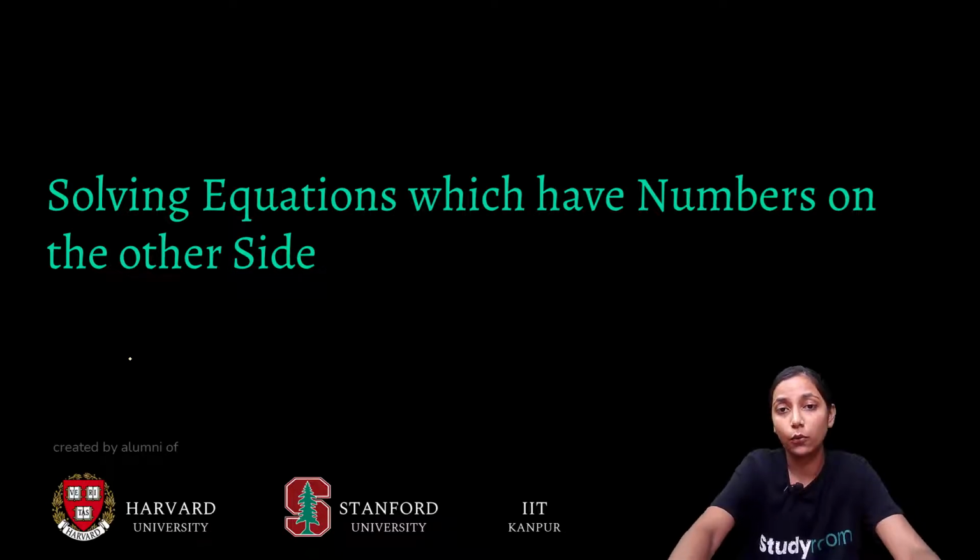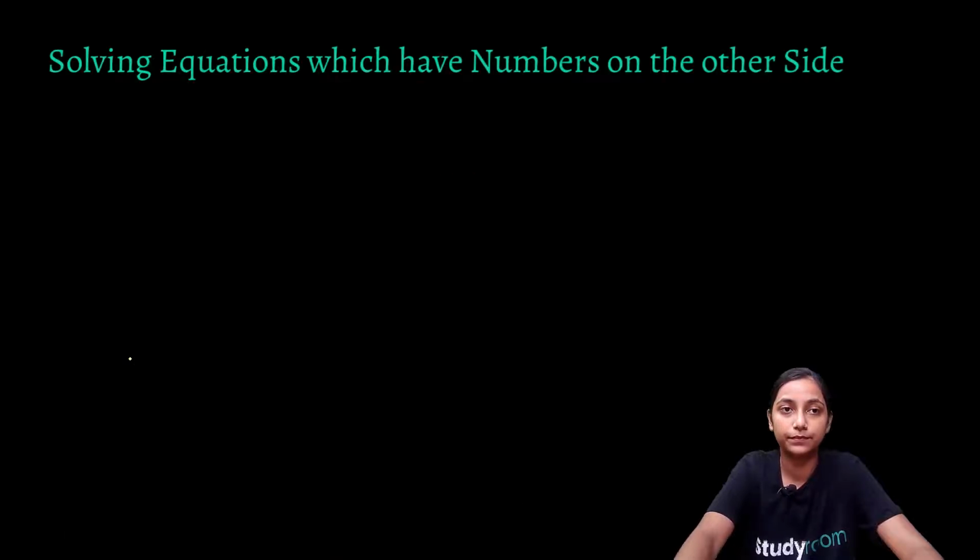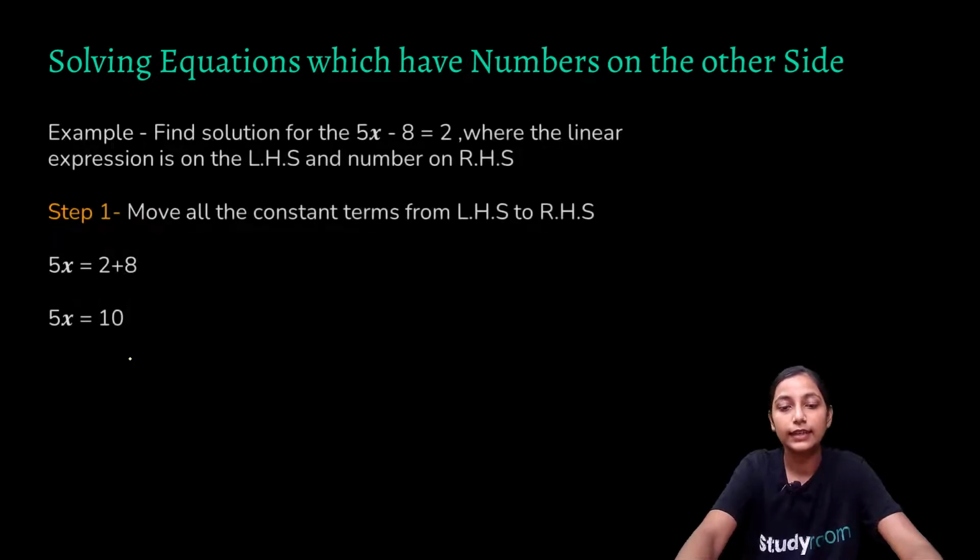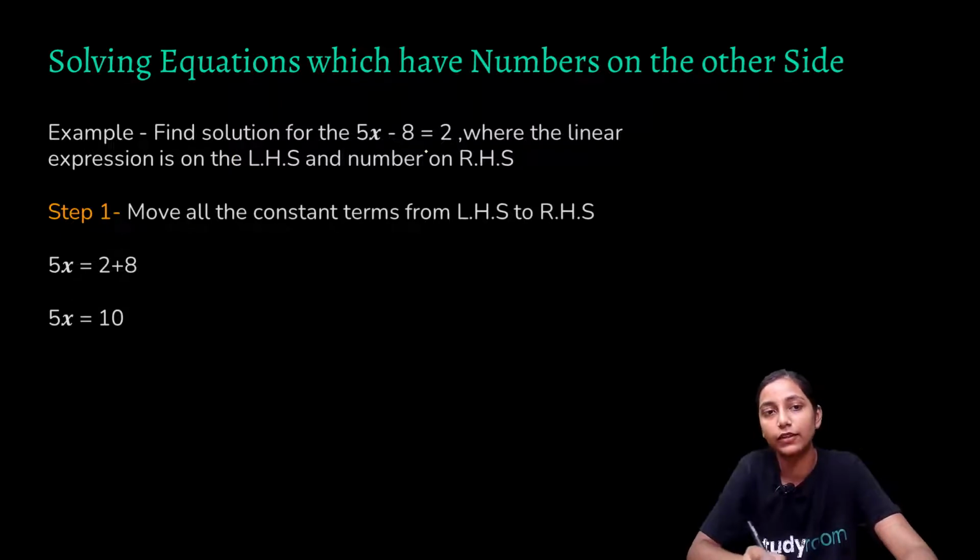Now, solving equations which have numbers on the other side. Let's see an example. Find the solution for this equation, that is 5x minus 8 equals 2, where the linear expression is on the left hand side and the number is on the right hand side. So how do we solve it? Our first step for solving such equations is to move all the constant terms from the left hand side to the right hand side.